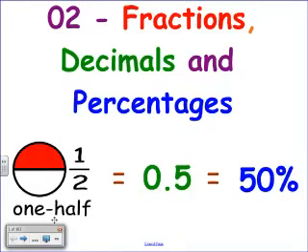This lesson's going to be all about fractions, decimals and percentages. Okay? The reason we do them together in one big lump is because they're the same thing. A fraction is the same as a decimal, is the same as a percentage. We just write them in different ways. A half is 1 over 2. And everybody knows a half is 0.5, and everybody knows 0.5 or a half is 50%.